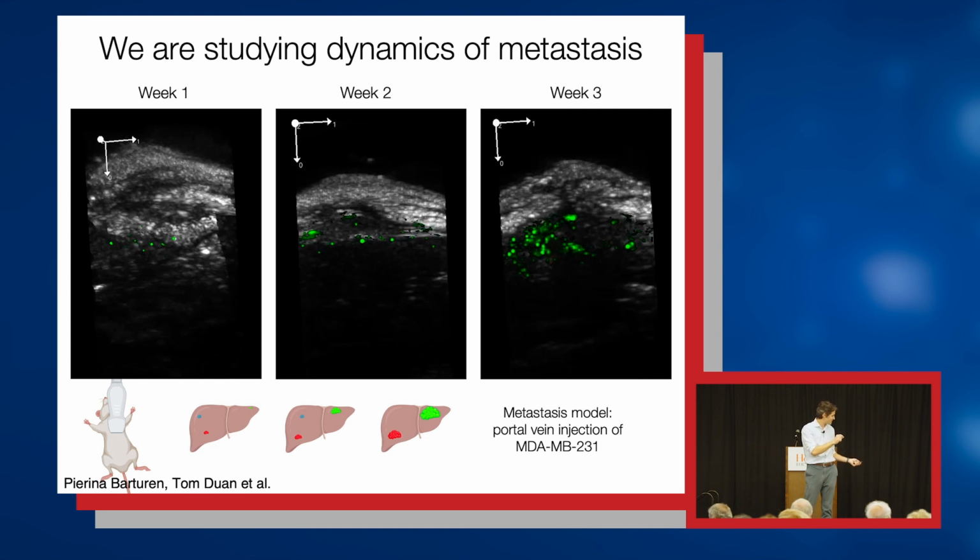At this point, they're still very tiny. This is like 100 microns or a couple hundred microns in size. We can already see them. Then in the same mouse, a week later, we see some of them growing, and we see new ones appearing. And a week after that, there's more of them. They're more extended.